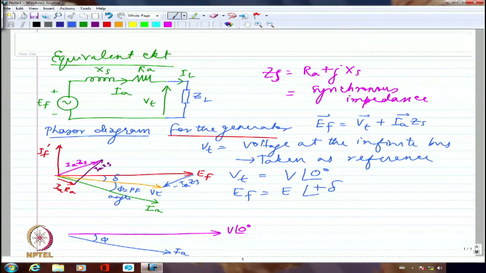Whereas in the case of motor, we said that we are going to have EF equal to VT minus IA ZS. So let us again draw the value of IA RA. Probably IA RA is like this. Now I am going to have IA XS like this. Now when I add the two, I am going to get, yes.